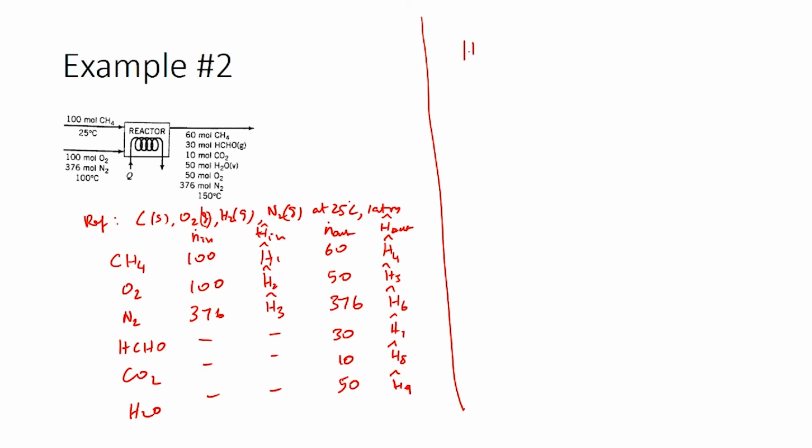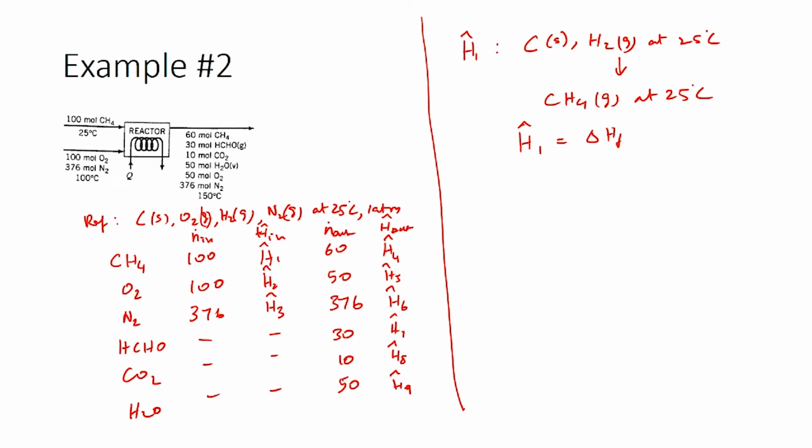Let us start with the calculations. So, you have the H1 cap. The H1 cap is a process where you have carbon solid and hydrogen gas at 25 degrees Celsius forming methane gas at 25 degrees Celsius. So, this is nothing but the formation reaction. Your H1 cap would be equal to the standard heat of formation for methane, which using the tables you would be able to identify as minus 74.85 kilojoules per mole.